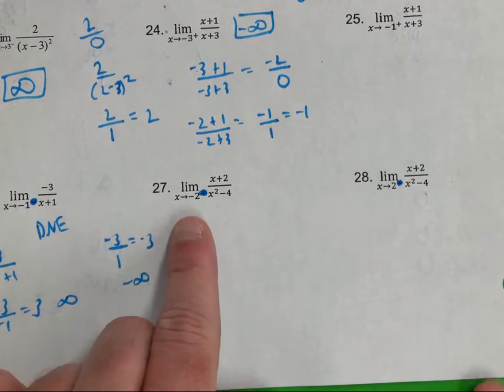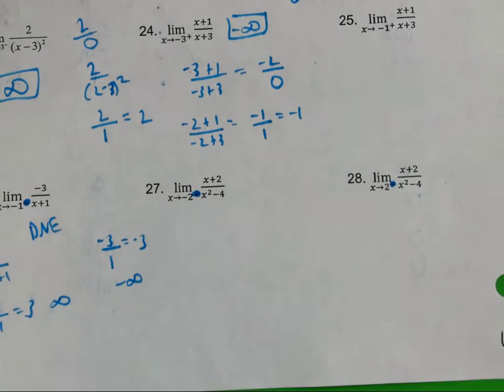Alright, let's look at this. Number 27. I have x approaching negative 2. I directly substitute negative 2 in there. What is negative 2 squared? 4 minus 4 is? 0. So stop with the direct substitution.